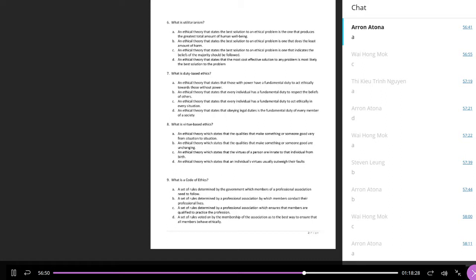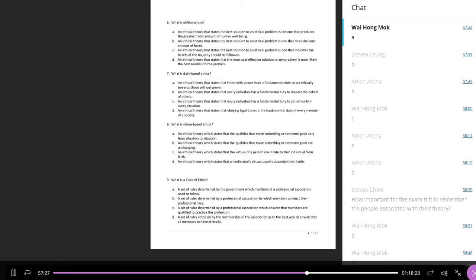Number 7, what is duty-based ethics? And that is indeed C, an ethical theory that says that every individual has a fundamental duty to act ethically in every situation, no matter what that is. Number 8, what is virtue-based ethics? That's right. The answer to number 8 is A as well.